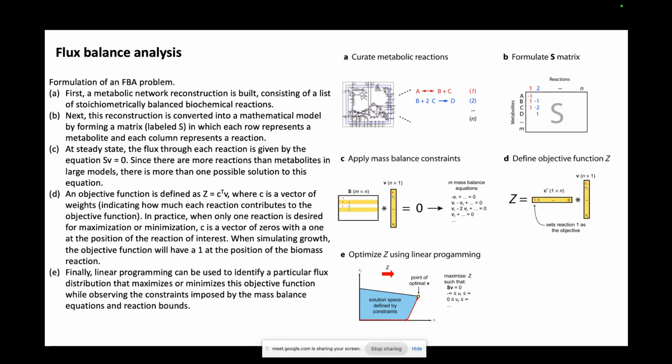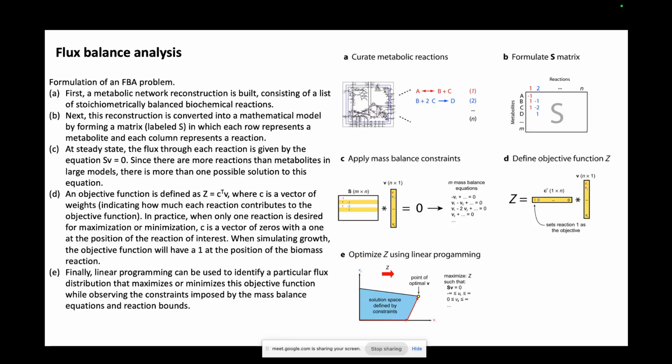So that is what a weight of this particular reaction is. Basically, this is how you define the weights, right? So your C vector will be a vector of weights, and your V is your velocity vector, as you will always find out. And in practice, when only one reaction is desired for maximization or minimization. So this is the most important part.